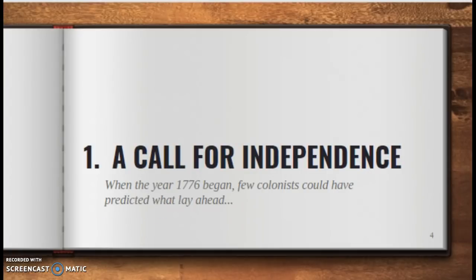So the first subsection in this chapter that we're studying is a call for independence. In 1776, few colonists could have really imagined what would come next. We have all of these acts that are passed by Parliament and very angry colonists, but they had no idea what would happen. And so we have two sides.